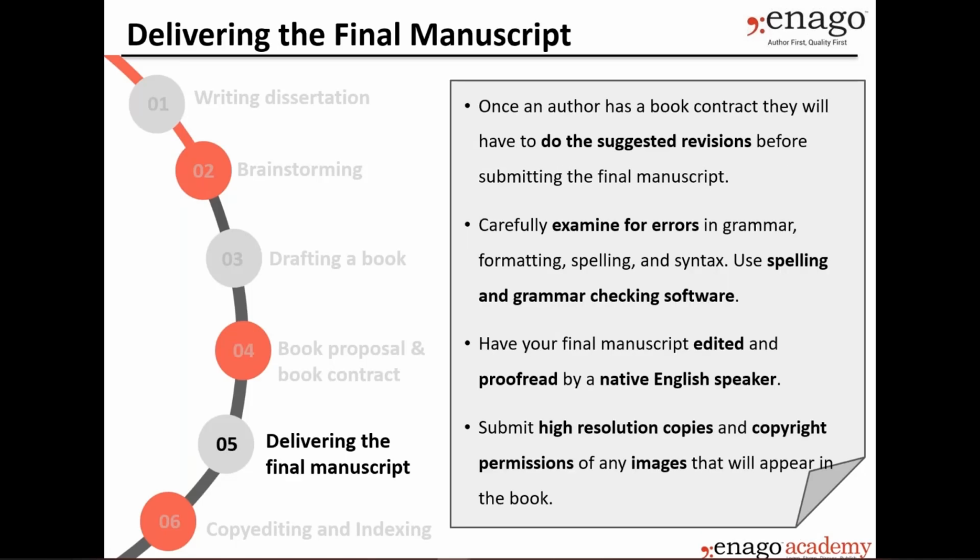Once then delivering the final manuscript finally, so having the contract is nice, but very often it's still a long way to finally finish the manuscript. So once an author has a book contract, they will have to do the suggested revisions before submitting the final manuscript. Carefully examine the errors in grammar, formatting, spelling, and syntax. Use spelling and grammar checking software. Have your final manuscript edited and proofread by native English speakers or services like Enago, for example. Submit high-resolution copies and copyright permission of any images that will appear in the book.